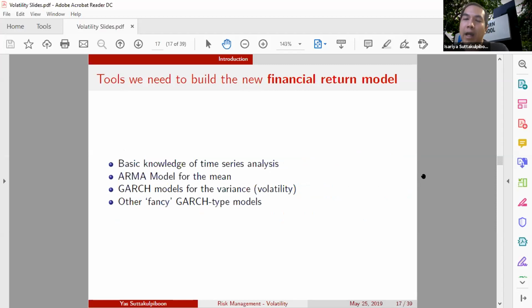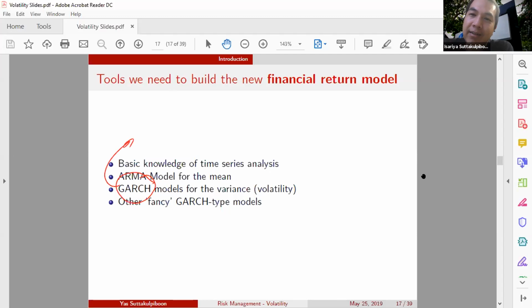Here's what we're gonna do. I'm gonna talk about a basic knowledge of time series analysis, and we're gonna be talking about ARMA, the auto-regressive moving average model for the mean, and also the volatility model, which is called GARCH. That's the model that Robert Engle and Tim Bollerslev invented. That's the thing that they invented to get the Nobel Prize.